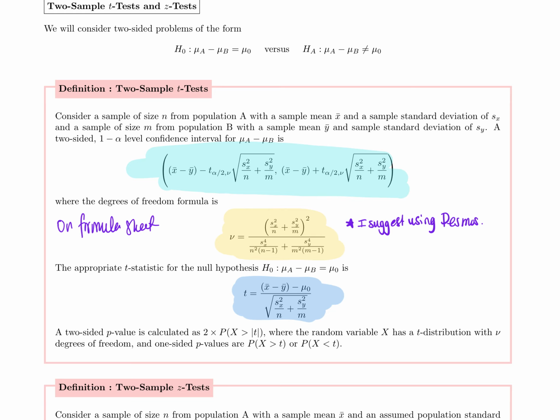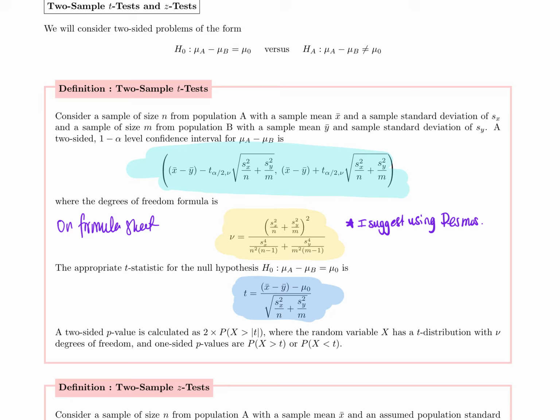And how does this now relate to our two-sided t-test? Well, in order to do our p-value, we have to remember this is a two-sided test. So our two-sided p-value is calculated as 2 times the probability that x is greater than the absolute value of t, where the random variable x has a t-distribution with nu degrees of freedom, and one-sided p-values are where the probability that x is greater than t, or the probability that x is less than t.